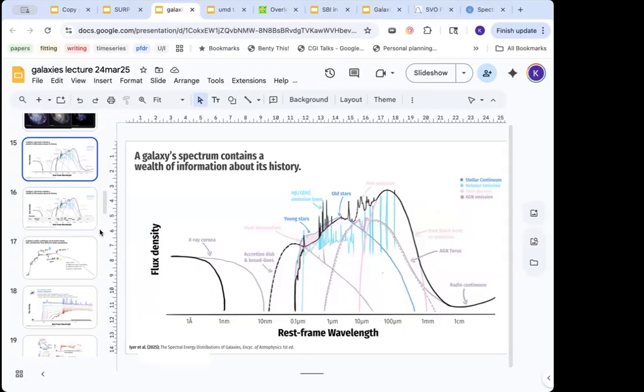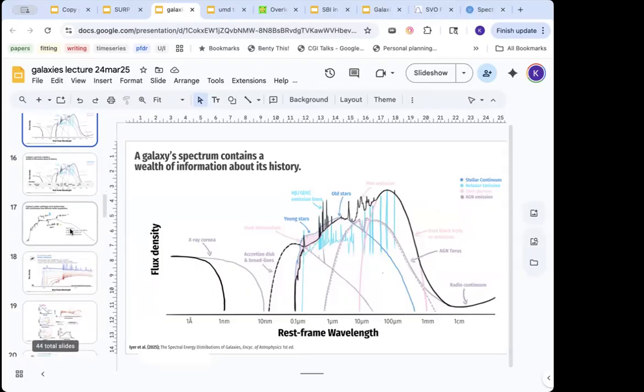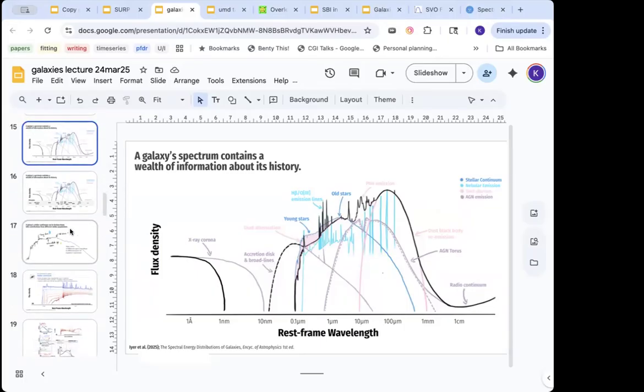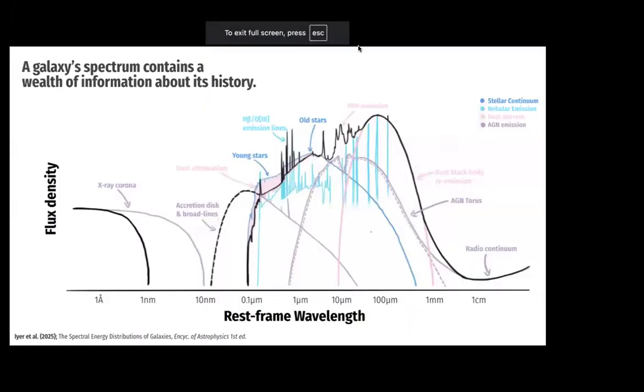Lamia, do you want to? Yeah, no, that's great. So I will just hit the main points again so that you guys have a recap. The three main components that you will need to remember for your work are the stellar continuum, the nebular emission, and the dust absorption and emission.